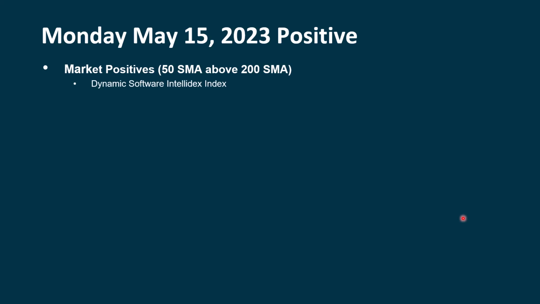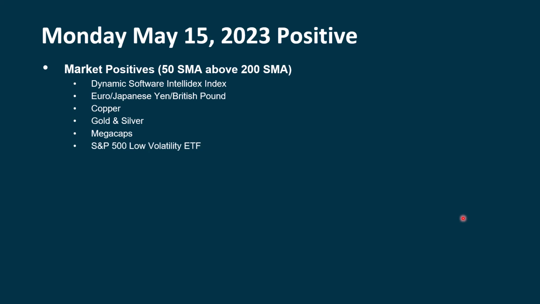One of our positive things as of May 15th, and what I define as positive, is when the 50-period moving average is above the 200-period moving average. Dynamic software, the big 30 software companies, they are positive. The euro, the Japanese yen, and the British pound are all positive compared to the dollar. Copper is still positive, even though it's seen some weakness. Gold and silver are in uptrends. Mega caps are in uptrends. The low volatility ETF, which had gone negative, has now come back over positive.